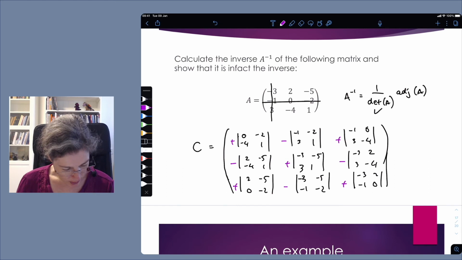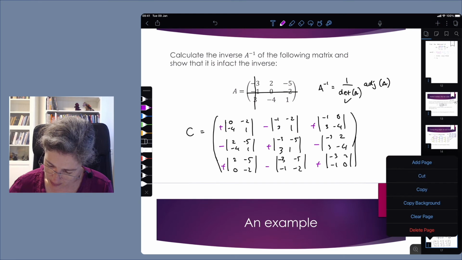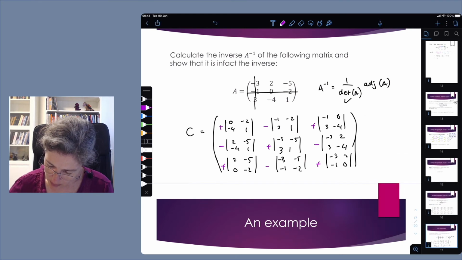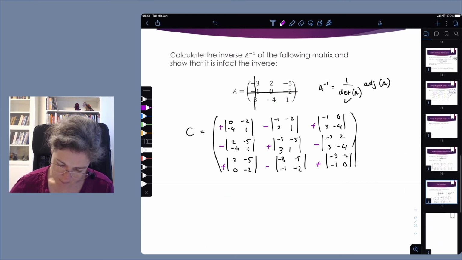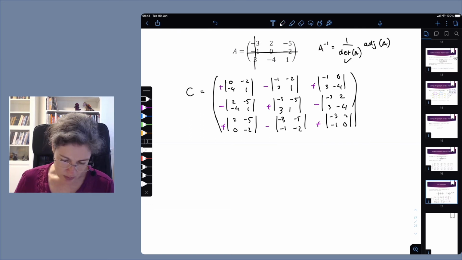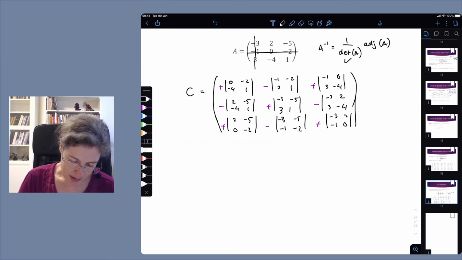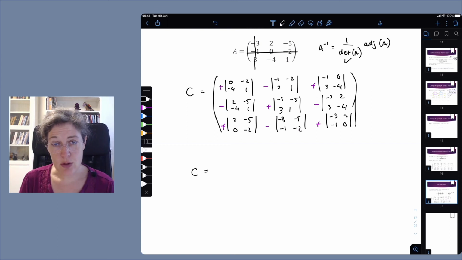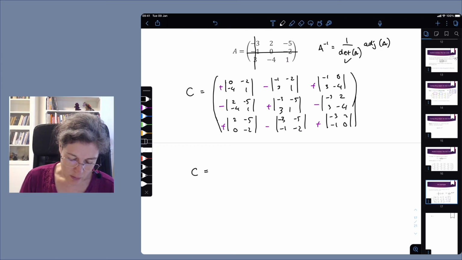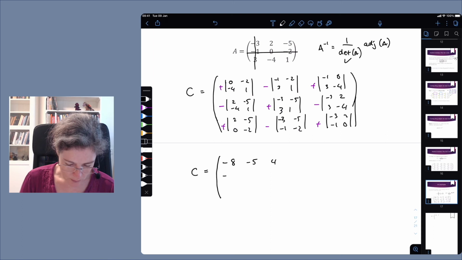Phew. Okay. Let's add another page here. This is one thing when you're working with matrices, you do use up a lot of paper. So if you work this out, which I will leave you to do in your copious free time, you will find that your cofactor matrix ends up looking like minus 8, minus 5, 4, minus 18, 12, minus 6, minus 4, minus 1, 2.